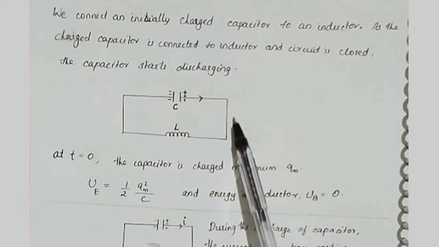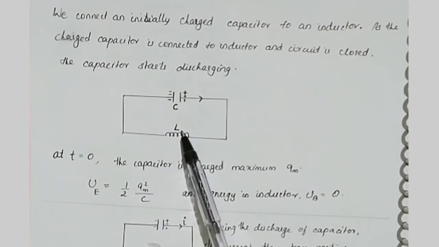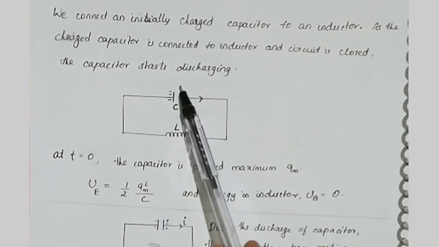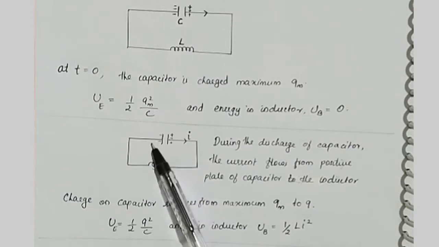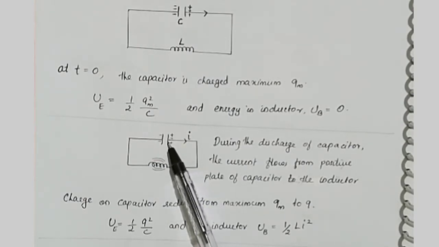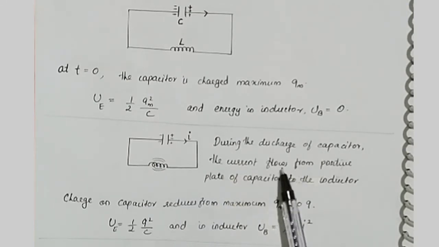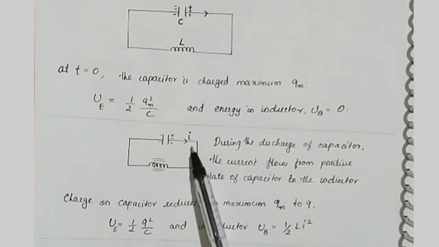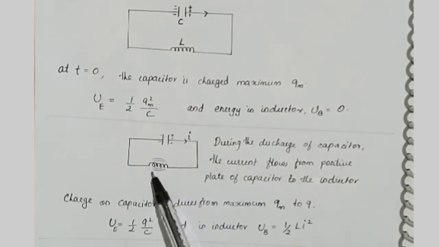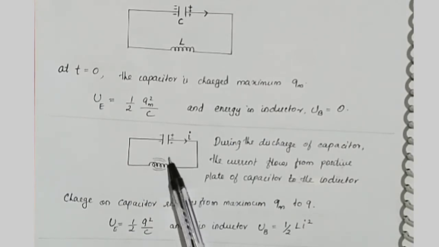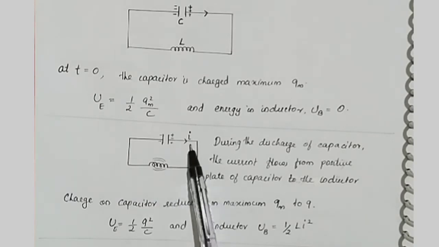Now as soon as the capacitor is connected to the inductor, the capacitor starts discharging, and during the discharging of this capacitor, charge flows from the positive plate to the negative through this inductor, that is, a current flow begins. So during the discharge of the capacitor, the current flows from the positive plate of our capacitor to the inductor. Now when current I flows through this inductor, the inductor gets energy and it stores magnetic energy in it due to the current I.